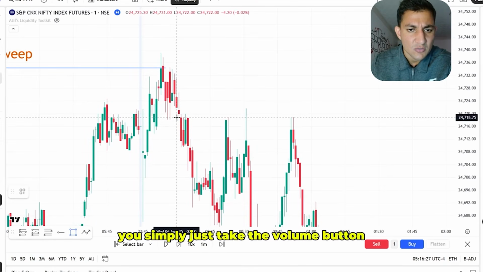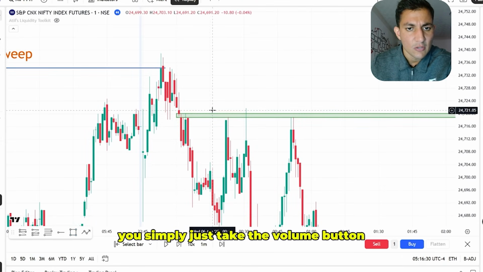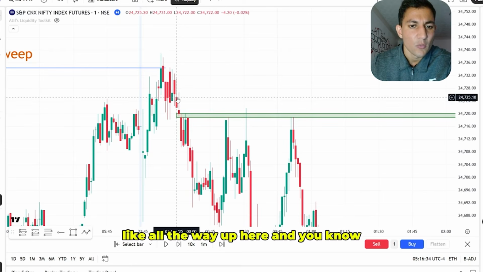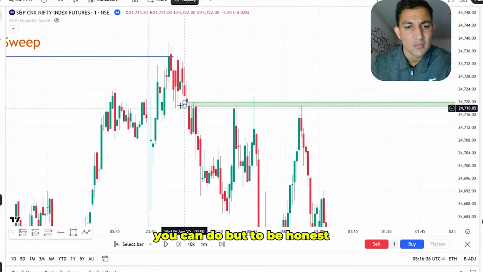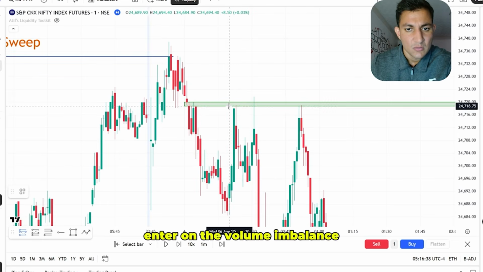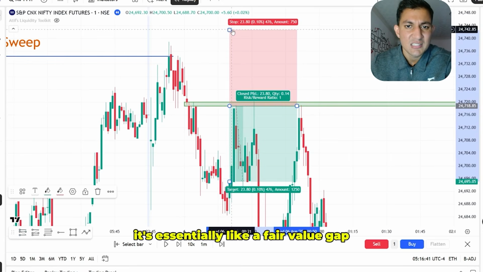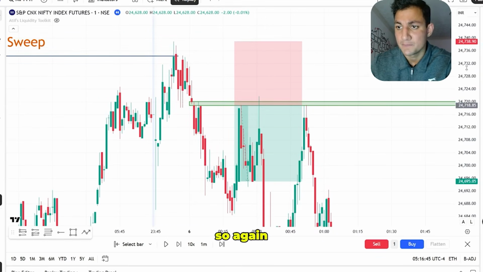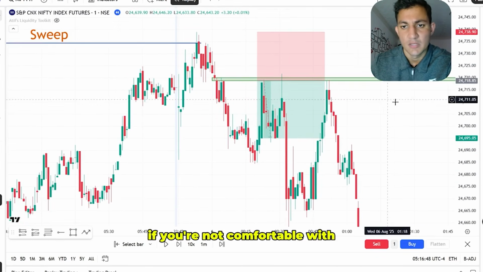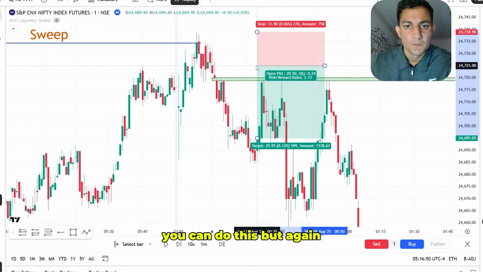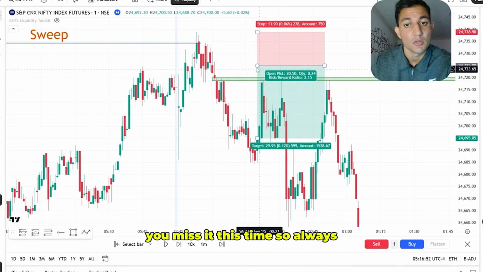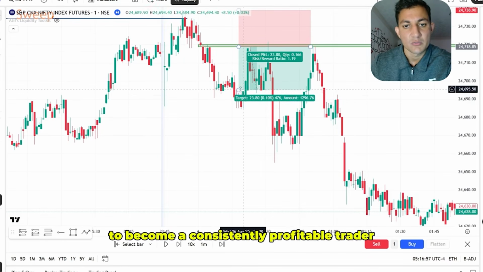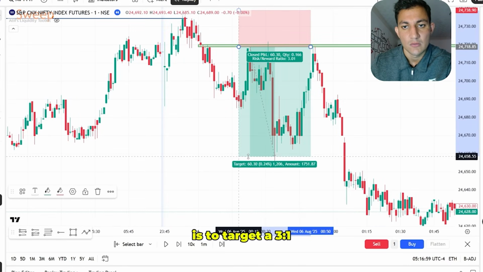And how you would use it is you simply just take the volume imbalance. Now you can, if you're in the 1-minute chart, you really want to finesse your entry like all the way up here, you can do, but to be honest, if I was you, enter on the volume imbalance. It's essentially like a fair value gap, but just a lot stronger. Stop always at this high. So again, if you want a better entry, you can do this, but again, you might miss it this time. So always, always, always, and I always say this, all you need to become a consistently profitable trader is to target a 3 to 1 like that.